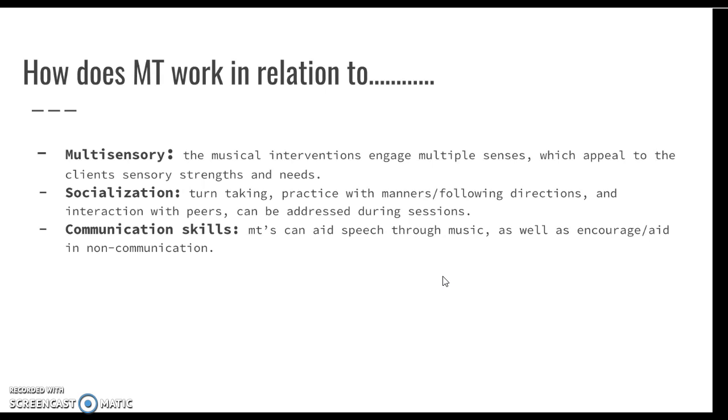And finally, communication skills. Music therapists can aid speech through music, as well as encourage and aid in non-communicational ways.